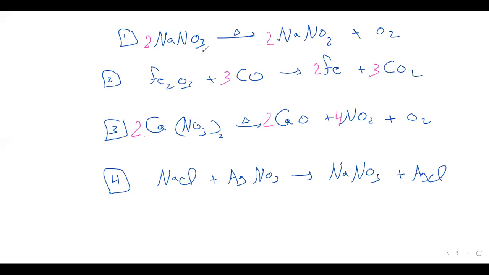So in NaNO3 gives NaNO2 plus O2, we said that we have Na, N is N, O is 3, O is 4. So we will make odd even to be 2. So here is 2, 2Na, 2Na, 2N, 2N, and 6O, 4 plus 2.